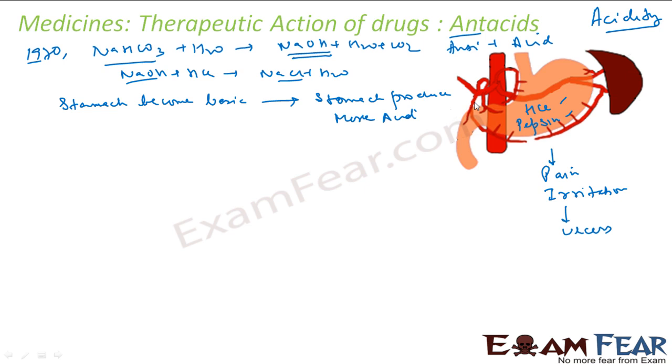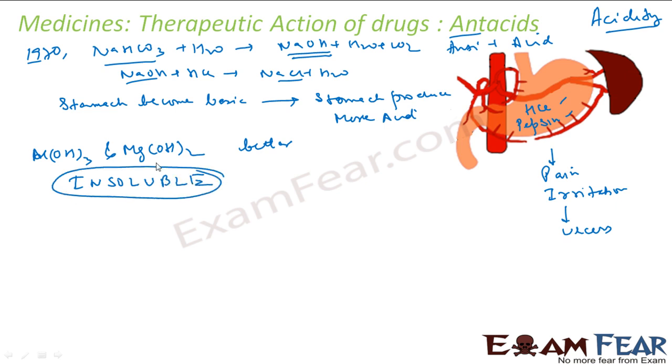So the next solution was, instead of NaHCO3, to use aluminium hydroxide and magnesium hydroxide, a mixture of these. Correct. So these are better. They are a better alternative. Why? Because they are insoluble in water, and it won't increase the pH above neutrality. At the max, it will make the stomach neutral. Right? It will not make it more than neutral.